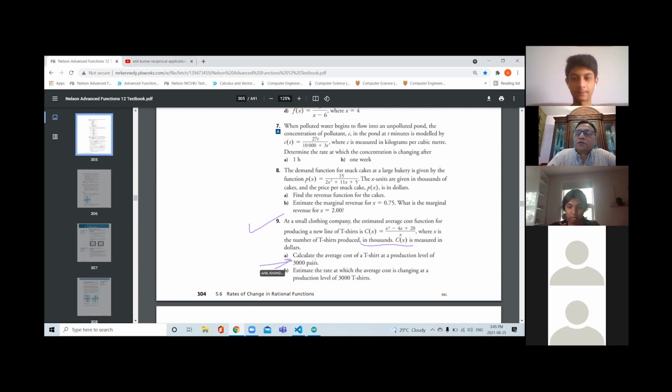Correct. So the function is given to you. Now, when the function is given to you, it's not difficult. These are rate of change questions which you are reading. So apply the rate of change formula and 3,000 pairs. What is the unit? In thousands. Calculate the average cost of a t-shirt at a production level of 3,000 pairs. And it is in thousands. So what value will you put? 3, not 3,000. You get the idea.